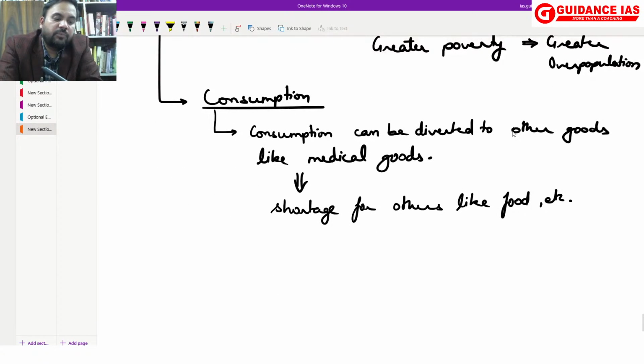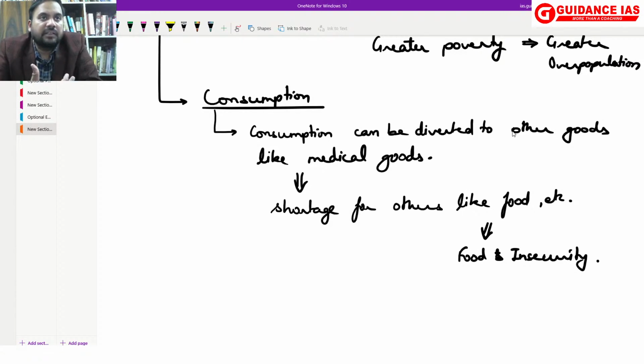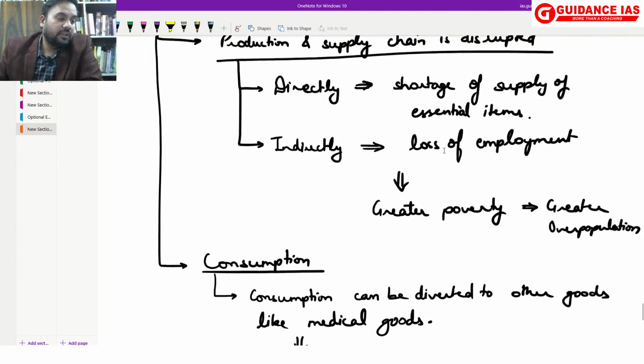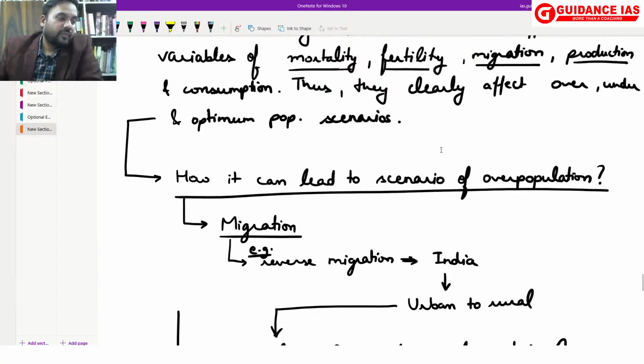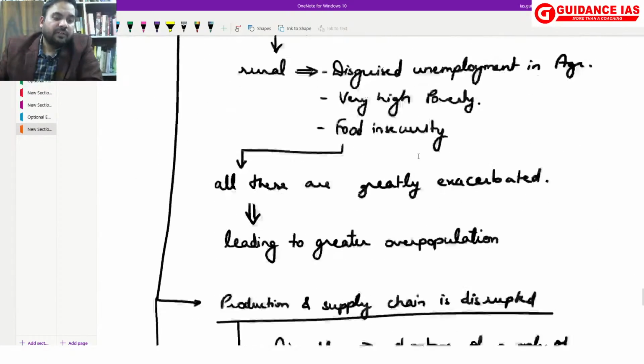So again, what will happen? This is creating the problems of food insecurity. Okay, so again it is what? It is a kind of creating a situation of greater overpopulation. The population resource ratio is changing here again. So consumption also is affected. So it can affect indirectly whether it is overpopulated, underpopulated or optimum populated. Okay. So like this you can essentially talk about.